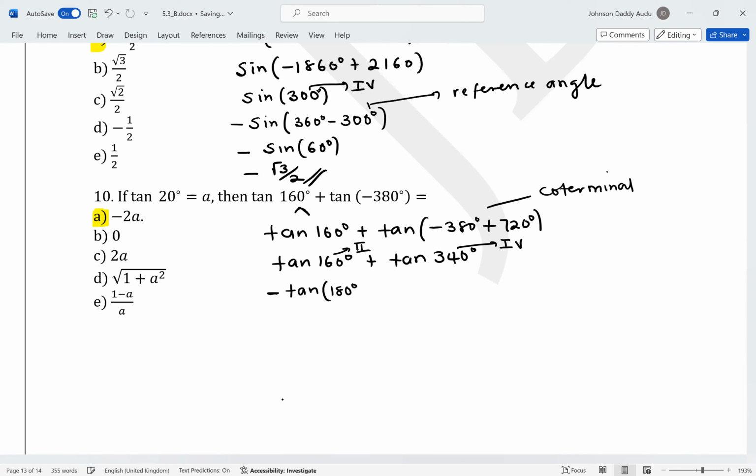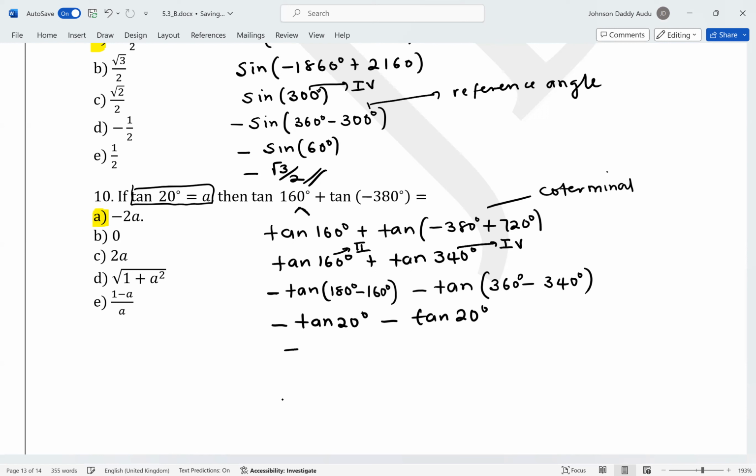But the reference angle is going to be 180 minus 160, right? So we have minus tan 20 degree, plus here also in the fourth quadrant, but in the fourth quadrant tan is negative, so it's going to become minus tan. Then how do you find the reference angle? 360 minus 340. Okay, so this becomes minus tan 20 degree minus tan of what? This is still another 20 degree, right? But you can see that we know that tan 20 degree is A. So this just becomes minus A, and this is minus 2A.